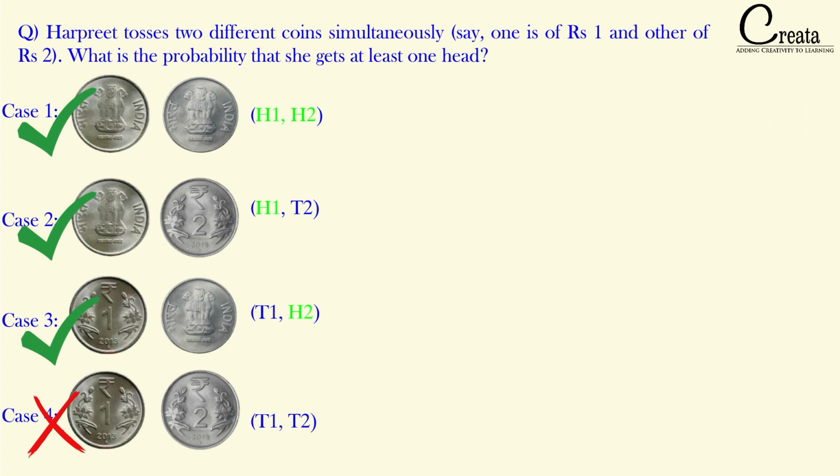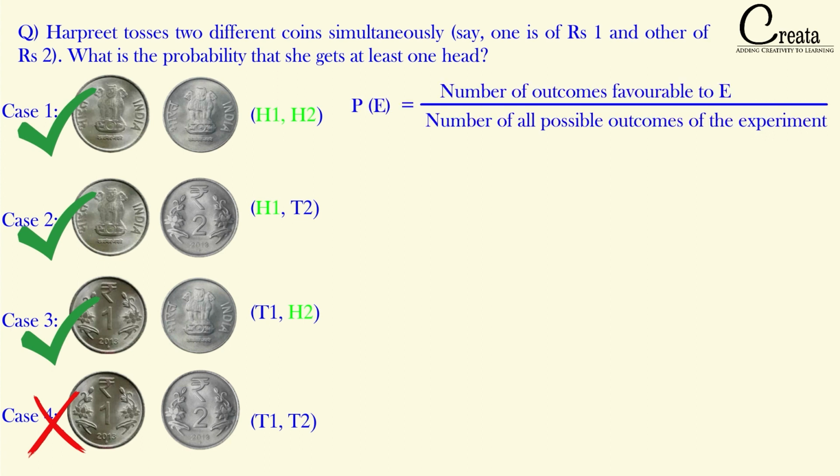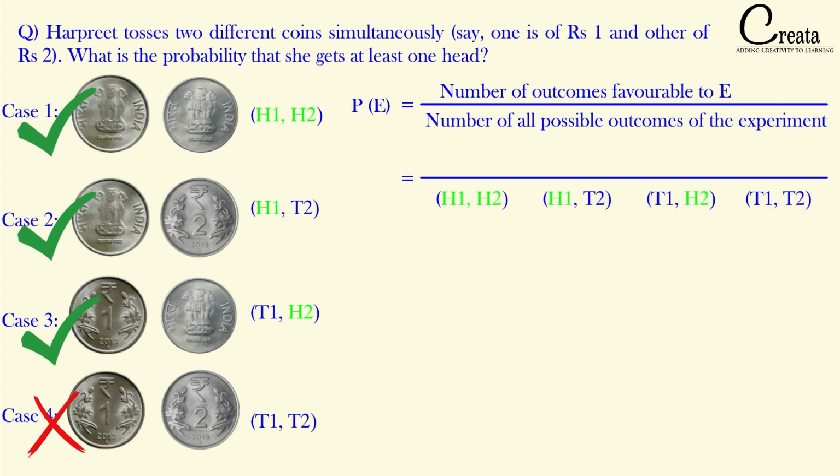So let's calculate the probability. This is the formula. In the denominator, we are having 4 scenarios. So all these 4 scenarios will come in the denominator. In the numerator, the favorable outcomes in which we are having at least one head are only 3, that is first, second and third. The fourth scenario is not matching our condition. So in the numerator, the 3 scenarios will come, that is 3. So our answer will be 3 by 4.